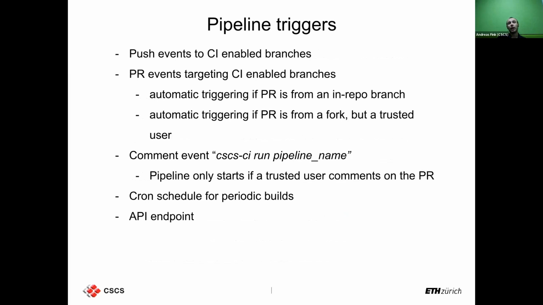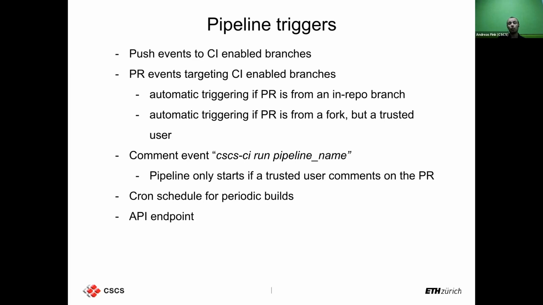The triggers for pipelines are the typical triggers. So we can have automated triggering on push events. So you push to branch main, it will test the branch main. We can have PR event triggers.